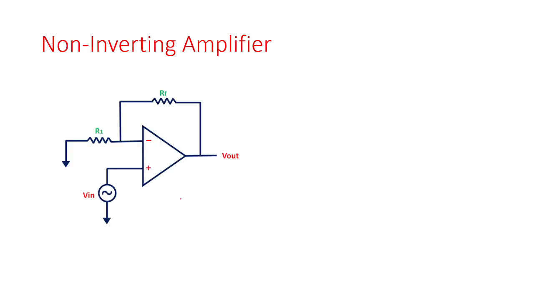Now we'll see the non-inverting amplifier. As I already stated, if the input voltage is connected to the positive terminal, it becomes a non-inverting amplifier, and the other terminal is connected to ground. The non-inverting terminal is connected to Vin, and the inverting terminal, that is the minus one, is connected to ground. Now here we know the potential at this node is 0 volt.